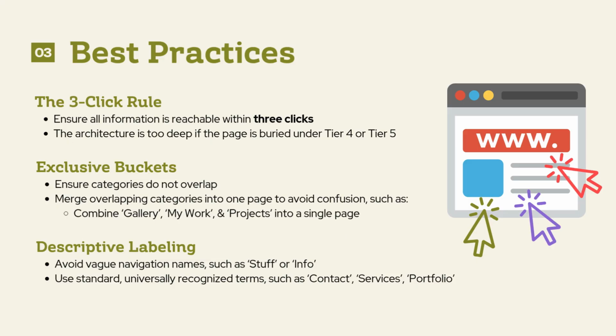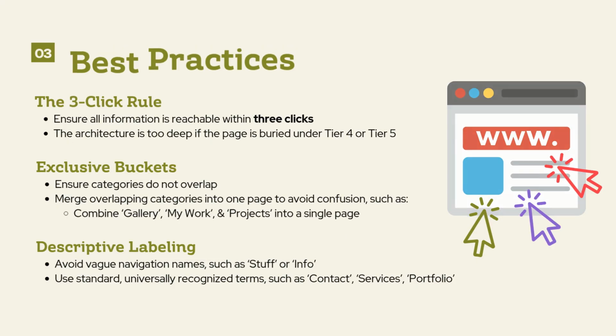Avoid vague names like stuff or info in your navigation bar. Instead, rely on standard, universally recognized terms that users instantly understand, such as contact, services, or portfolio. By sticking to these three principles, you'll ensure your Google site is clean, intuitive, and incredibly easy to navigate.